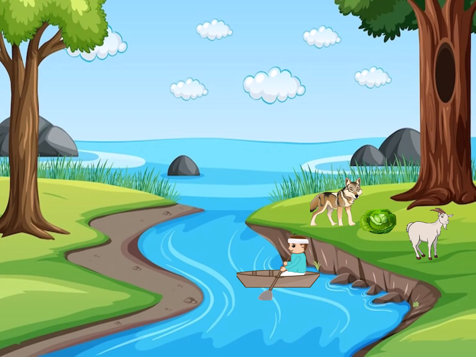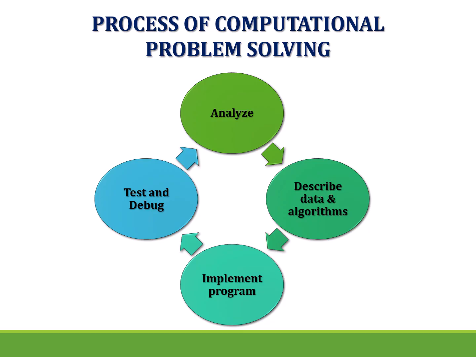To solve this problem, we have some steps. The first step is analyze. First, we have to analyze the problem. What are all the things in that problem? What are all the issues in the problem? The next step is describe data and algorithm. So we have to find whatever data we need to solve that problem.